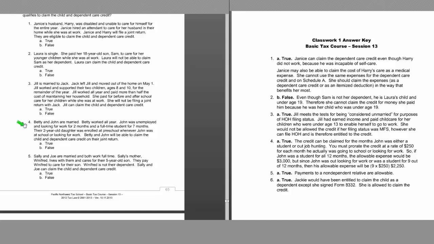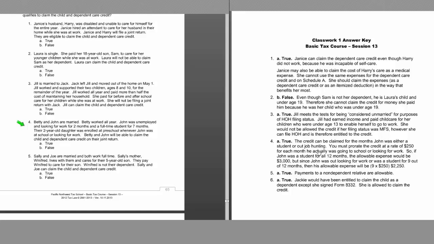Number four, Betty and John are married. Betty worked all year. John was unemployed and looking for work for 2 months and a full-time student for 7 months. Their two-year-old daughter was enrolled at a preschool whenever John was at school or looking for work. Betty and John will be able to claim the Child and Dependent Care Credit on their joint return. And this is another true answer.